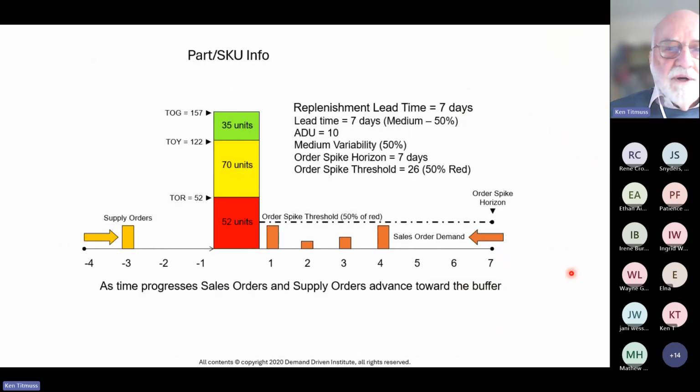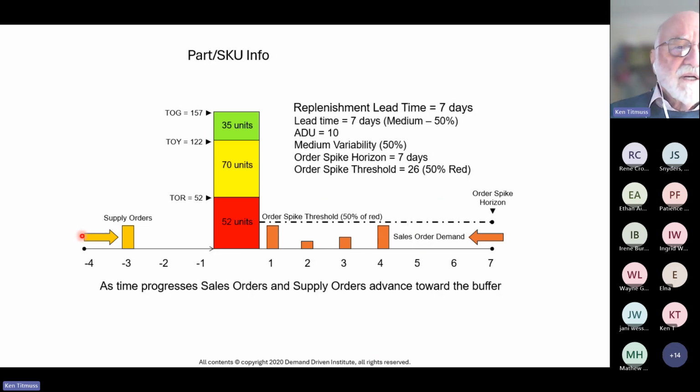So let's very quickly go through an example here. We've got a buffer, 35 in the green, 70 in the yellow, and 52 in the red here. We also have a threshold here, a spike threshold, where we look out to a spike horizon and see if there's any orders that are greater than that threshold. If they are, we will include them in the net flow calculation.